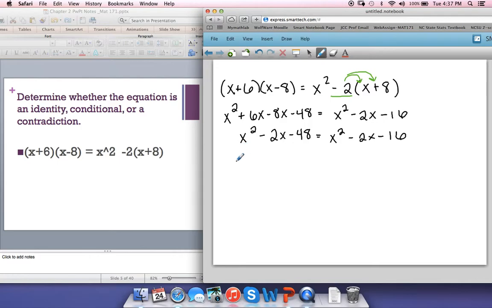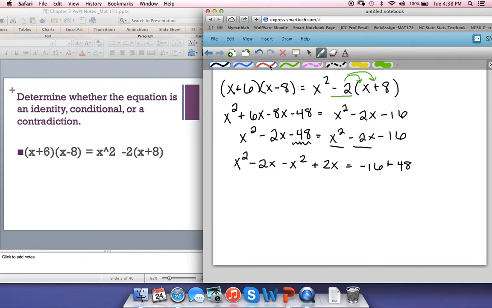So I'm going to put my x's on the left and my numbers on the right. So the x squared is going to stay, the 2x is going to stay. I'm going to bring this x squared over, that's a minus x squared. I'm also going to bring the minus 2x over, so that makes it a plus 2x. I'm going to bring down the negative 16, and I'm moving the negative 48 over to the other side, and that makes it positive. All right?